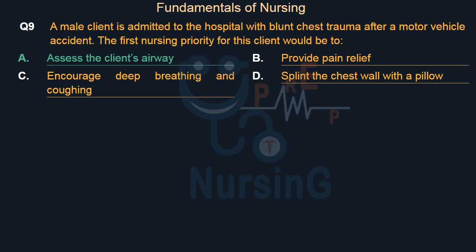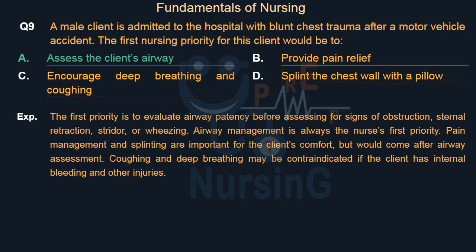Assess the client's airway. The first priority is to evaluate airway patency before assessing for signs of obstruction, sternal retraction, stridor, or wheezing. Airway management is always the nurse's first priority. Pain management and splinting are important for the client's comfort, but would come after airway assessment. Coughing and deep breathing may be contraindicated if the client has internal bleeding and other injuries.